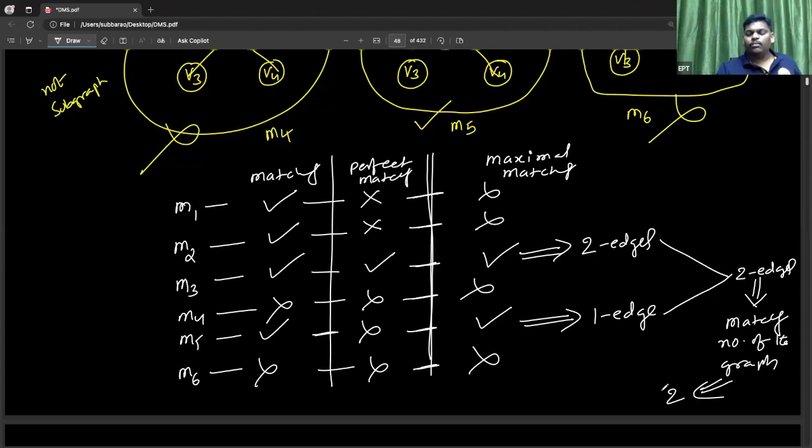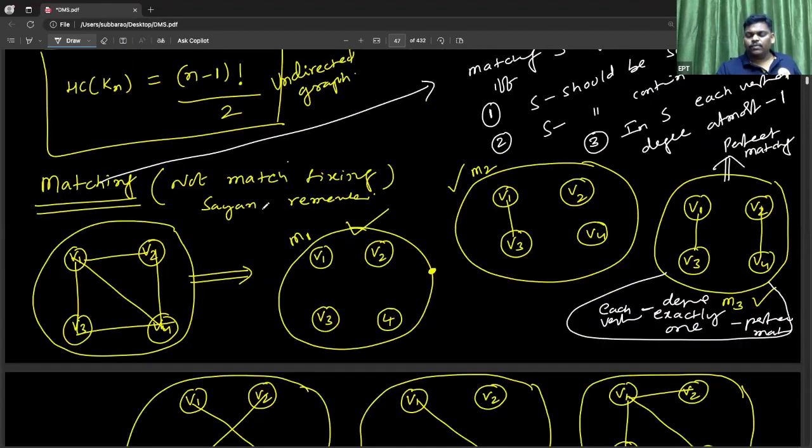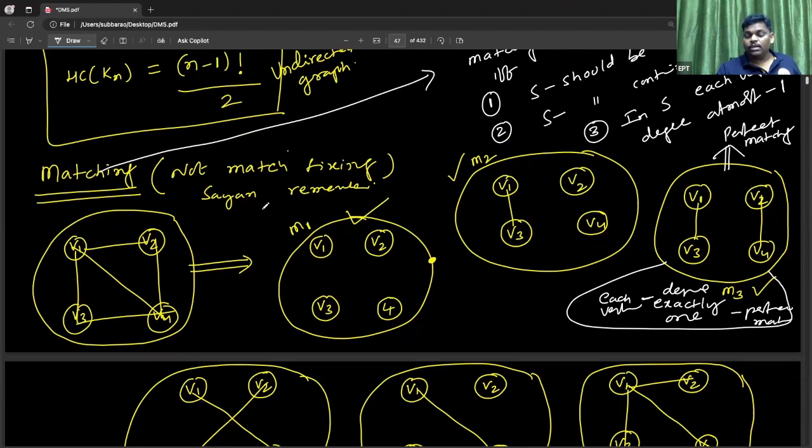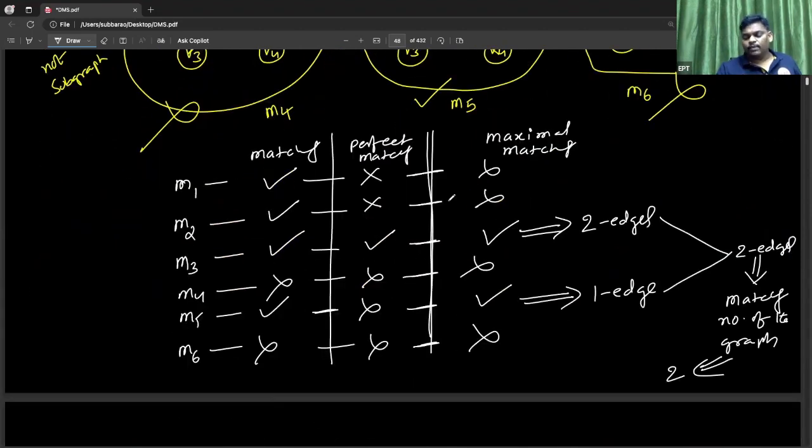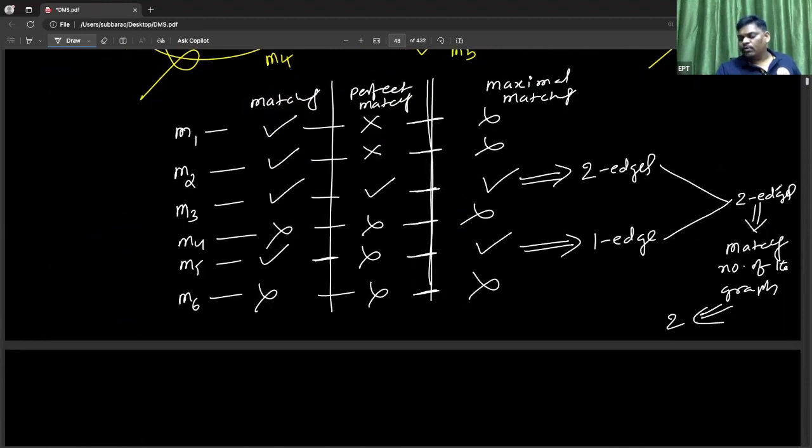First of all, find out all possible matchings. Among them, find out which are maximal matchings. After finding the maximal matchings, calculate how many edges each contains. Whichever has more edges, that is it. So 2 edges. The matching number of the graph is 2. Is it okay?